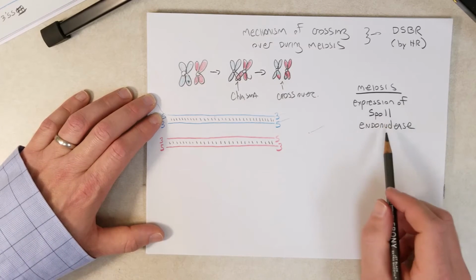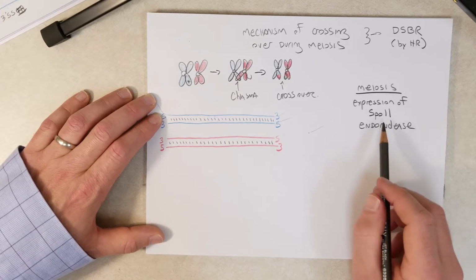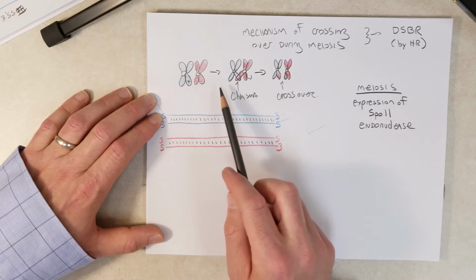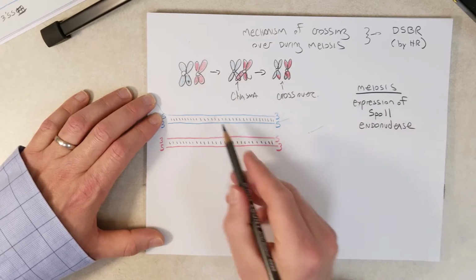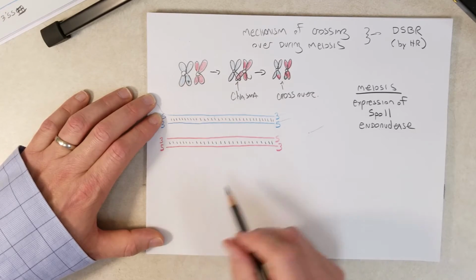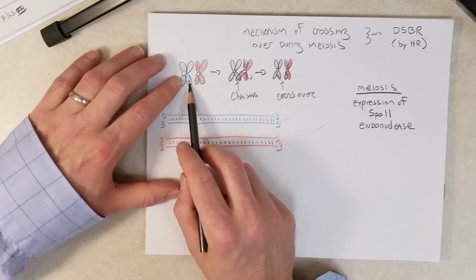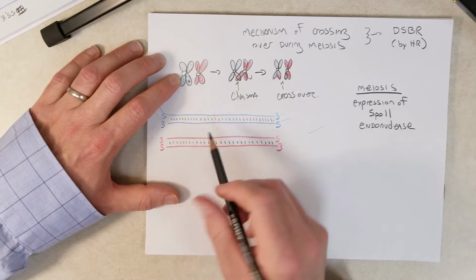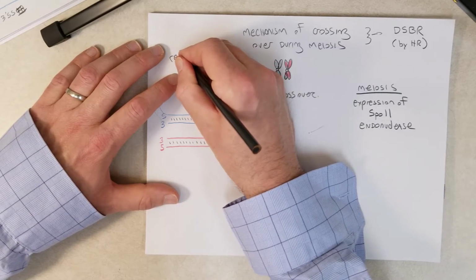Now, SPO11 is an endonuclease, and what it will do is find locations throughout the genome and induce double-strand breaks. Let's assume that it occurs here at this point in this blue chromosome. Now, the chromosome receiving the double-strand break is going to be called the recipient.